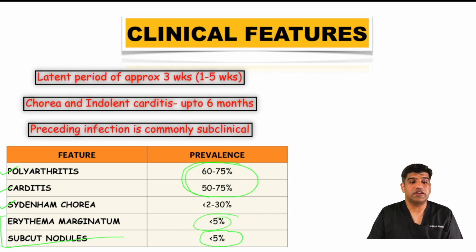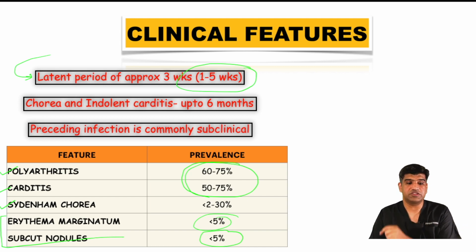There is always a latent period before the manifestations occur after the streptococcal throat infection. This is around 1 to 5 weeks. It is not like the infection occurred today and acute rheumatic fever will start from tomorrow or the day after. So it will take around 1 to 5 weeks for the manifestations to come. Chorea and indolent carditis can happen up to 6 months later as well. An obvious preceding throat infection is usually missing. The parents or the child are not able to give a strong positive history of a throat infection. So mostly these are subclinical.